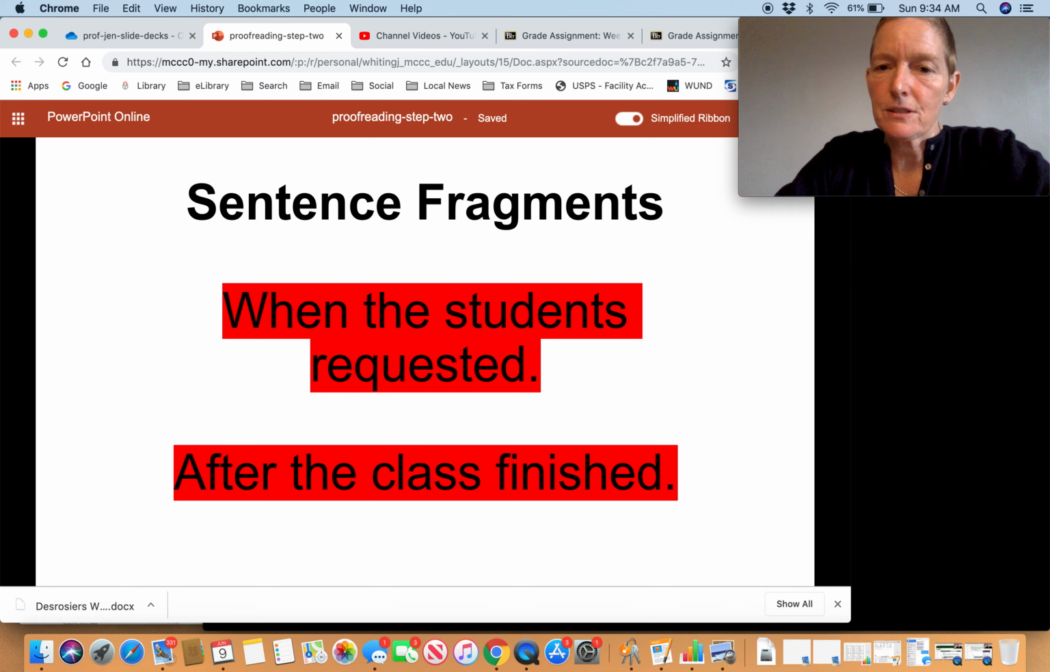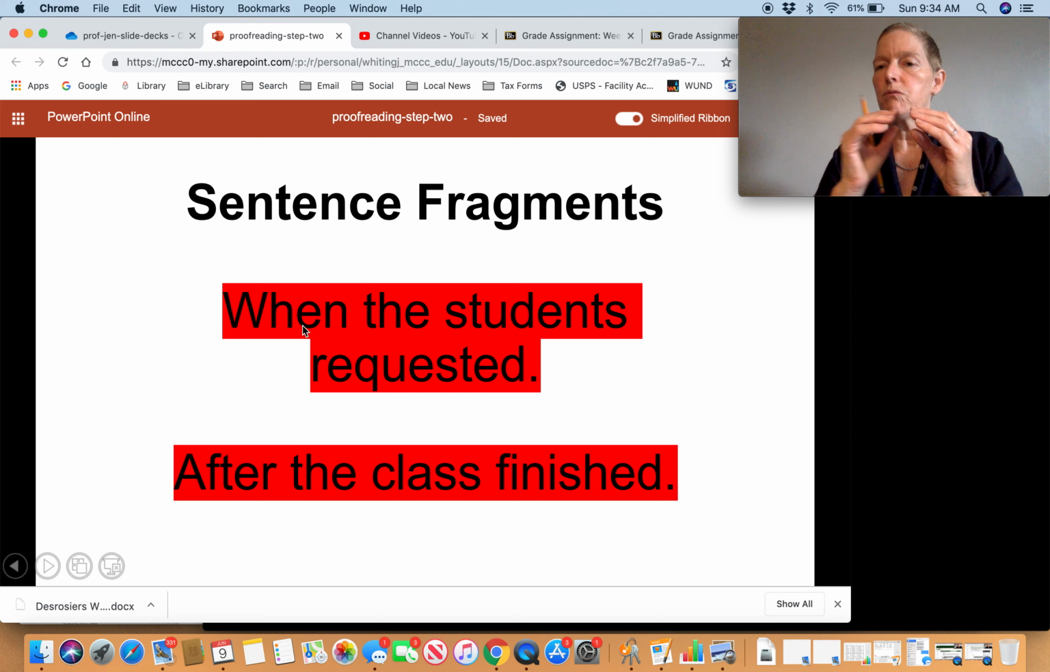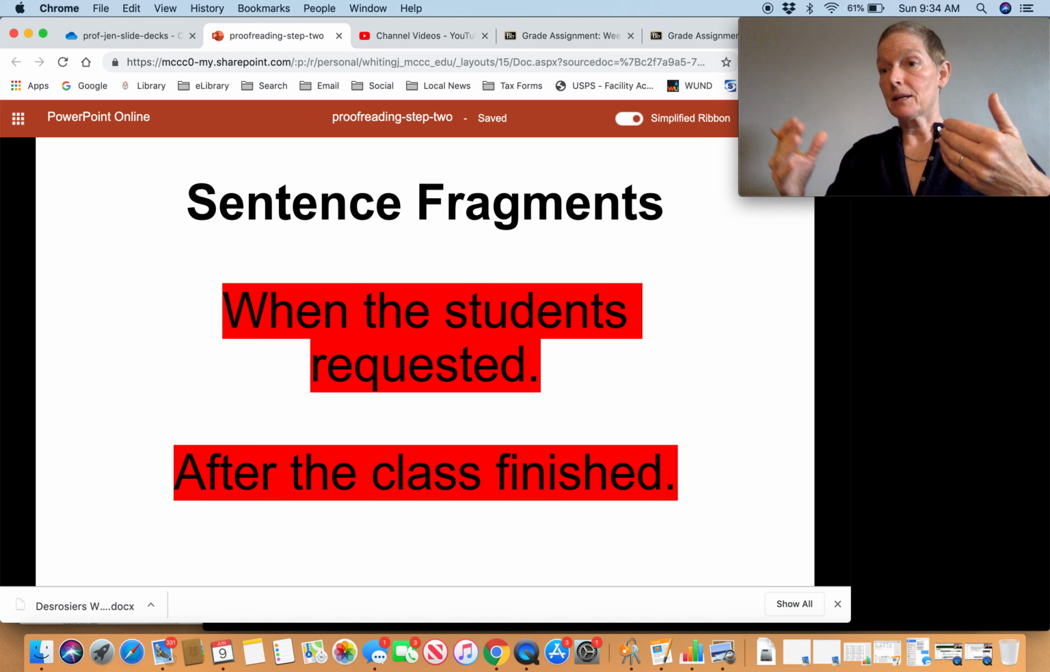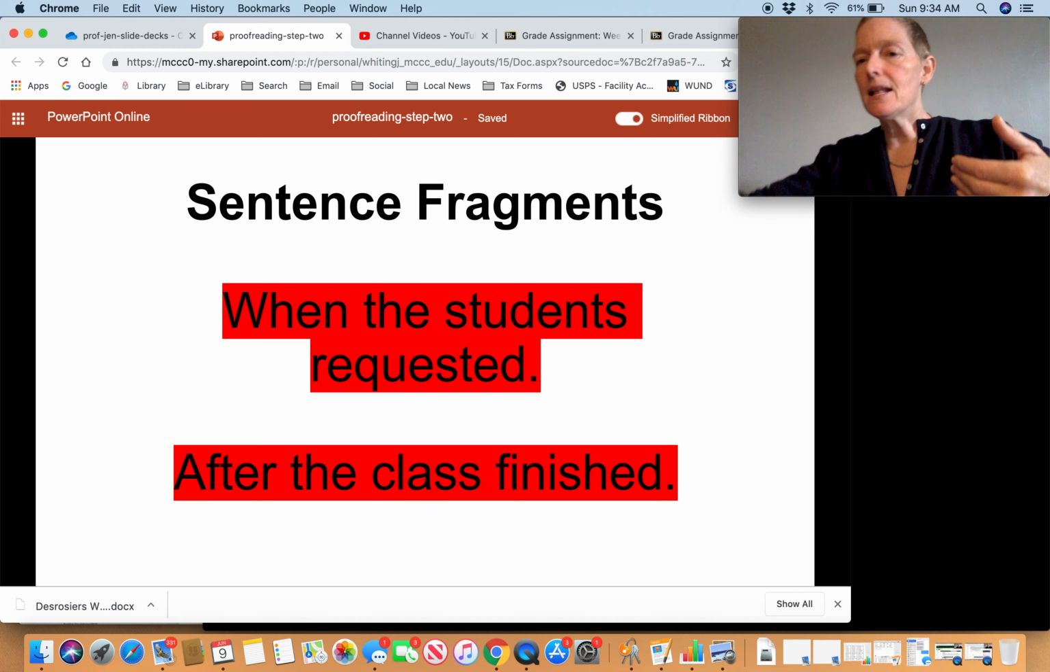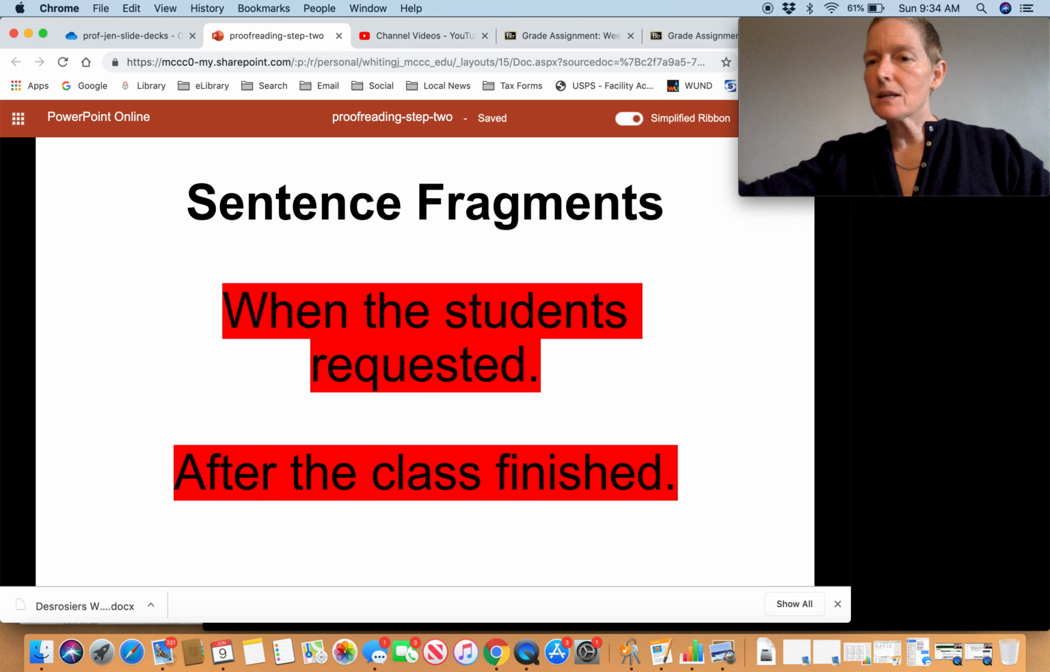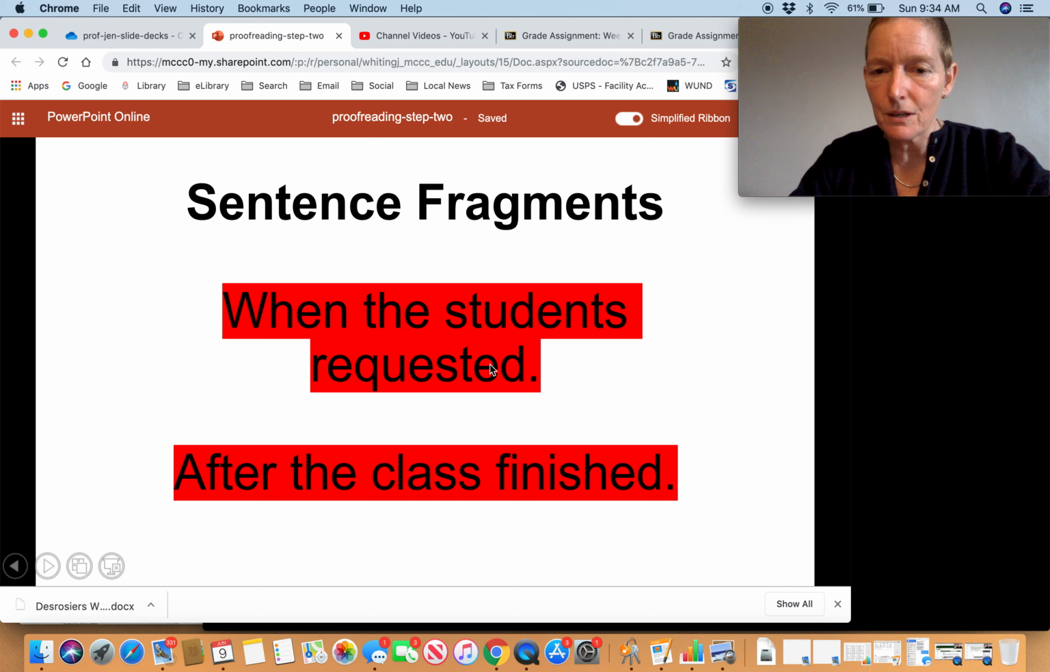Here's an example of a sentence fragment, and you want to avoid these. You want to circle them in your paper and make them complete sentences. Let's take a look at this one. When the students requested. Well, what's the subject? Students is the subject. Now there is a verb in here, requested, but because you have the opening phrase, you're setting it up like, well, when they did this, then something happened. And you're missing the outcome here. You're missing what happened after the when.